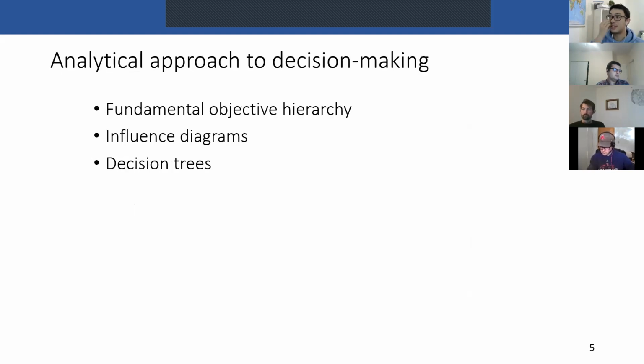And you can actually approach this in an analytical way. We're going to talk about a couple of different approaches to set up diagrams. There are these techniques: fundamental objective hierarchies and influence diagrams, and these are more qualitative approaches. You can do some quantitative methods with them, but usually when you get into that realm, you're talking about making decision trees. Decision trees is where we're going to be spending most of the time today, but I will quickly cover these first two.